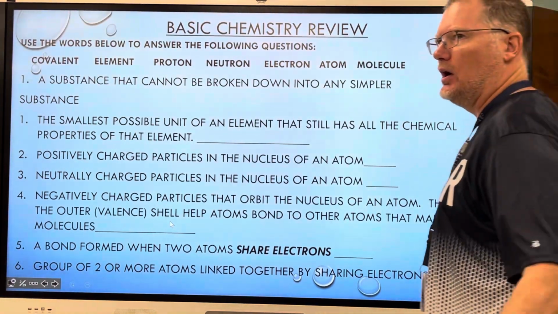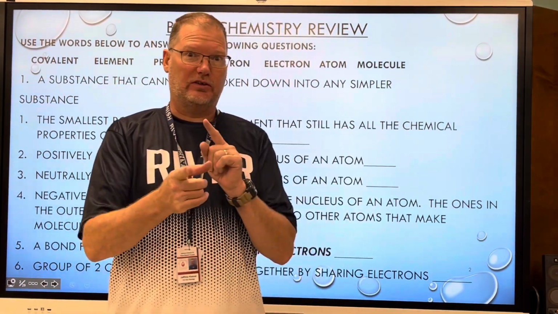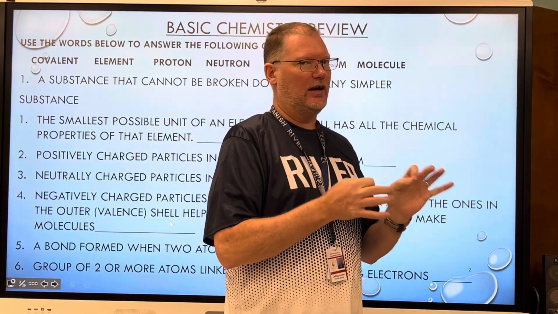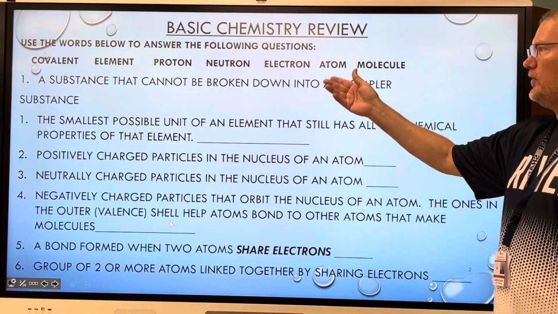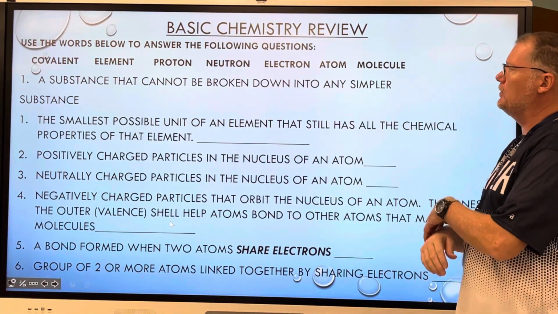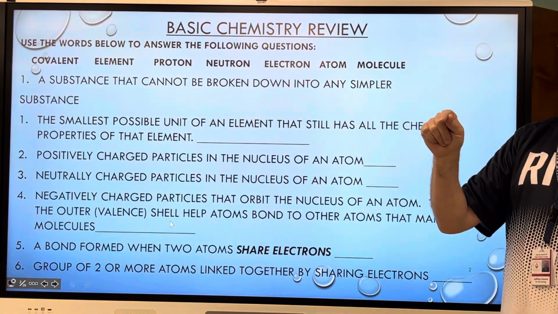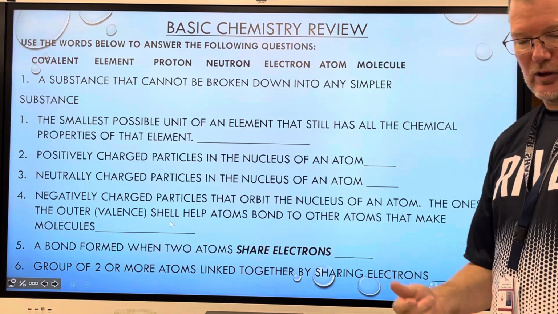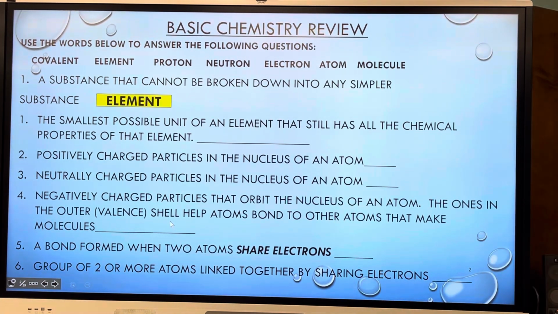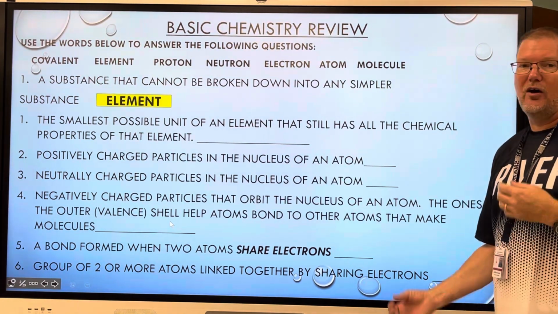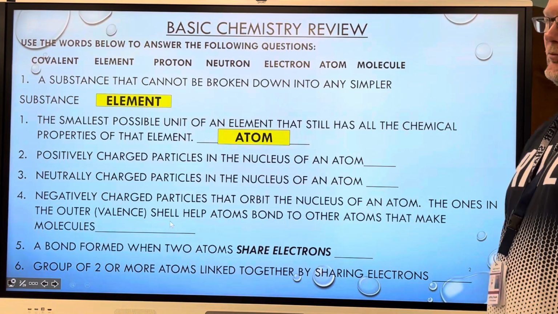Now I know that you guys, whether you are 9th grade or 10th grade, have taken physical science, either in 8th grade or 9th grade. So this stuff should be a review. The words covalent, element, proton, neutron, electron, atom, and molecule, all right? So a substance that cannot be broken down into another smaller substance we know is an element. The smallest possible unit of said element you know is an atom, right?